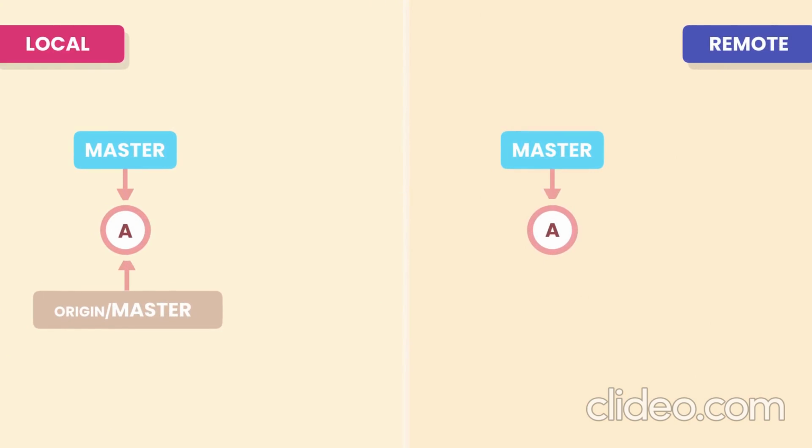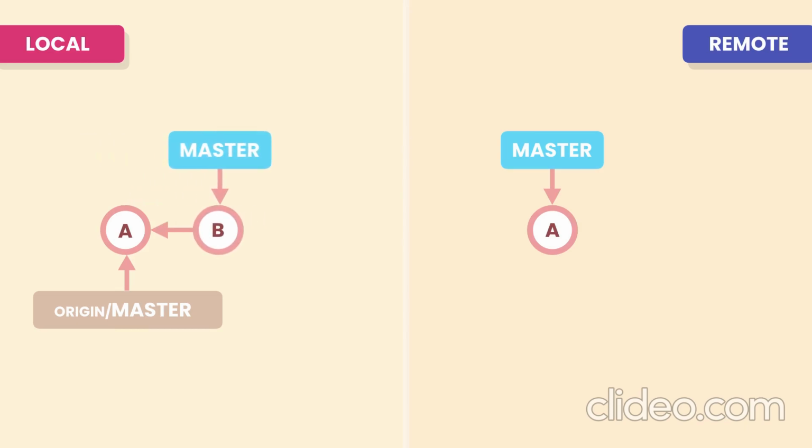So let's say our local and remote repositories are in the same state. We have a single commit in both these repositories. Now our repositories are going to evolve in different ways. So in our local repository, we're going to add this new commit, B, and in our remote repository, we're going to add this other commit, C.